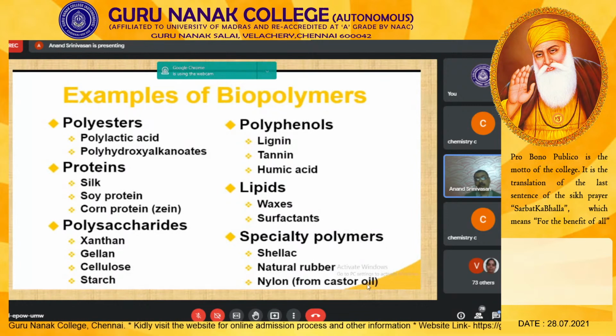Even nylon can be obtained from natural origin. Instead of using your terephthalic acid or adipic acid, you can use castor oil, because castor oil is a combination of unsaturated and saturated fatty acids.